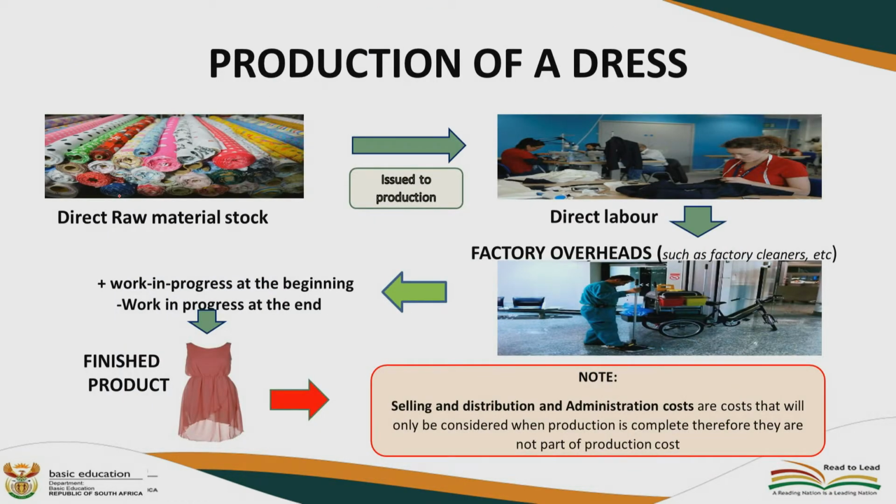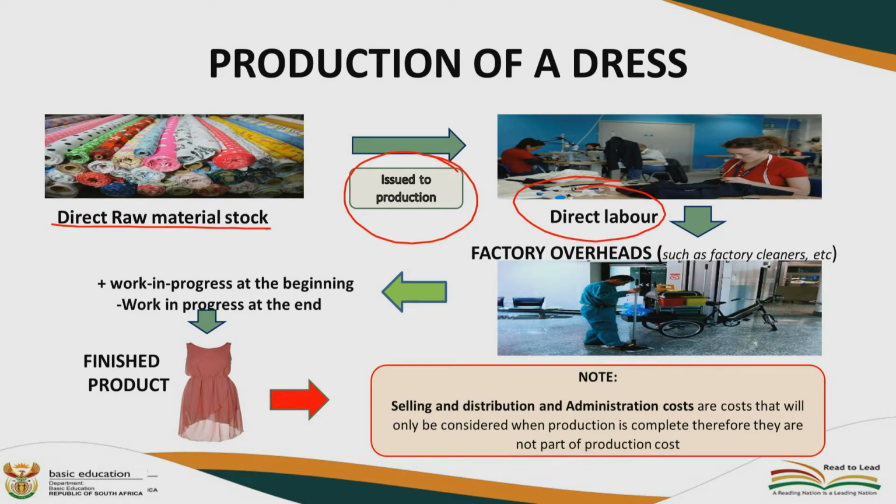All right. Now, I want you to have in your mind the vision of us making the dress. All right? So if we want a dress which is the finished product, there are things that need to come together. The first thing that we need to have is our raw material stock. So this has to do with the material that we have to cut and make our dress. And when this material is available, it is issued to production. And who is going to work on this material? You are correct. It is the direct labor which is going to work on this material.